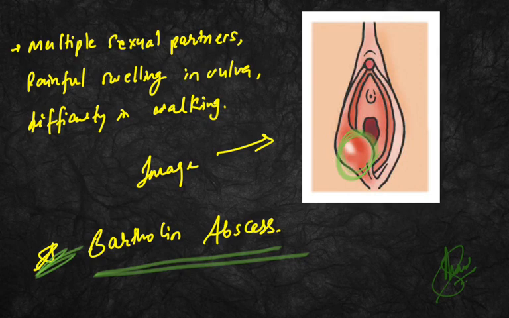Now, multiple sexual partners, painful swelling in the vulva, difficulty in walking. This image was given, and this live image was given. I have just included this animated one. So, this is Bartholin abscess.